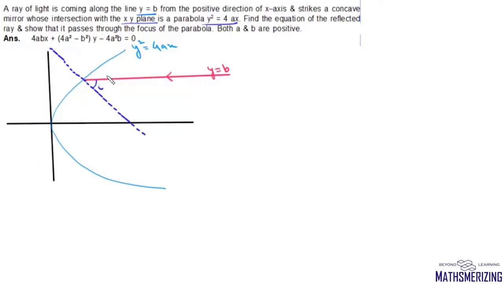So this is angle I, so it will reflect at the same angle I. Now suppose this point is P. Now we can find the coordinates of this point P. This point P has y coordinate equal to b. Now we'll put y as b, and we'll get x as b square upon 4a. For this point P, we can also write its parameter. We know that this P is (at square, 2at). So we can write t as b upon 2a.